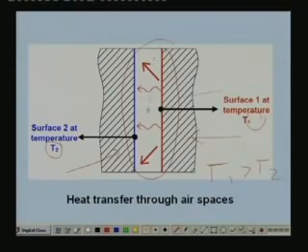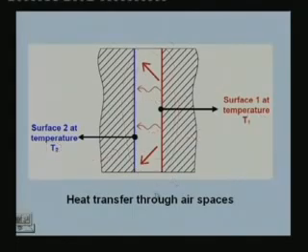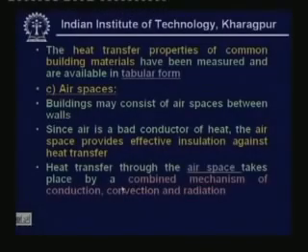Since you have air here, heat transfer takes place by conduction through the air, by convection from the surface to the air and from the air to the surface, and directly by radiation from this surface to this surface. So you have all three heat transfer modes taking place from one surface to the other through the air film. This is the air gap. For this kind of air spaces, how do we calculate the heat transfer rate?